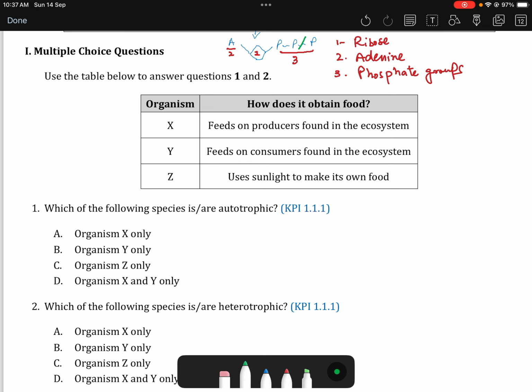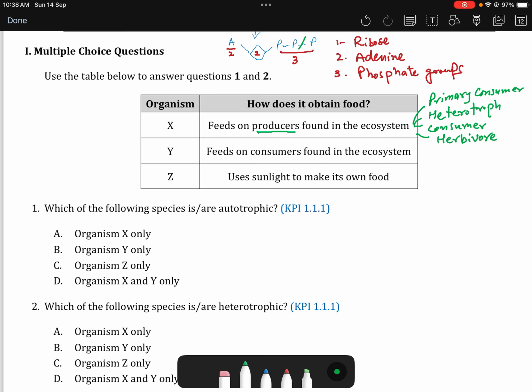X obtains food by feeding on producers found in the ecosystem. Anyone who feeds on producers, we call a heterotroph. We also call it a consumer, and also a herbivore, and we may also write it as a primary consumer, okay. So these four statements you can use with them.